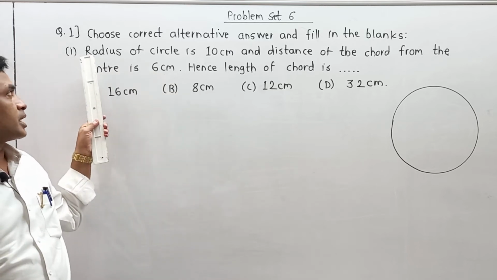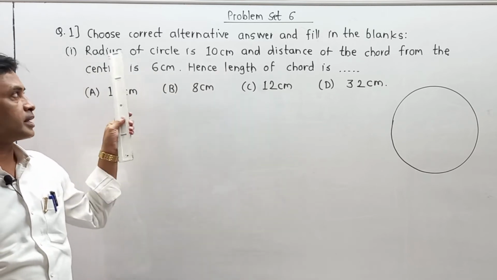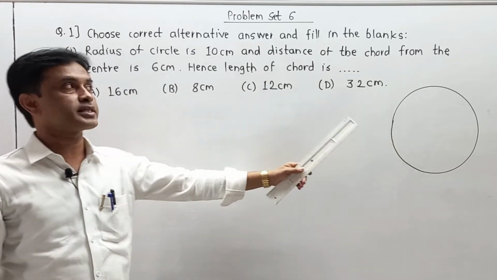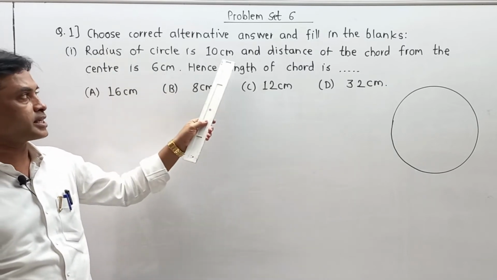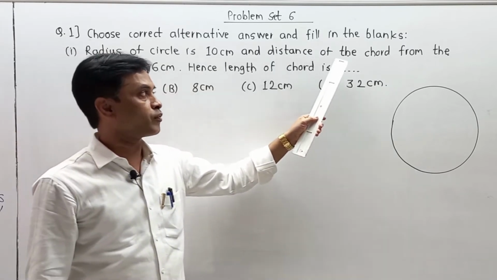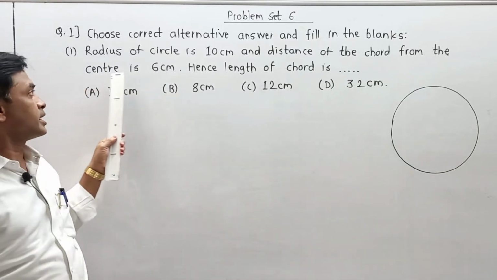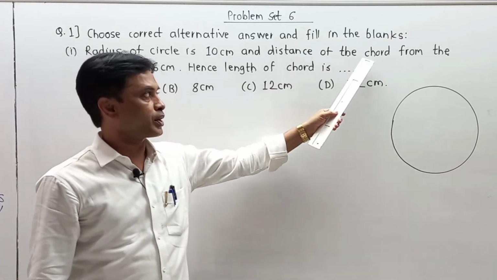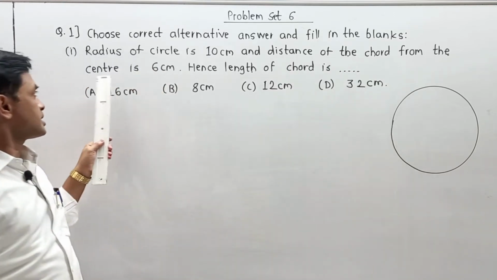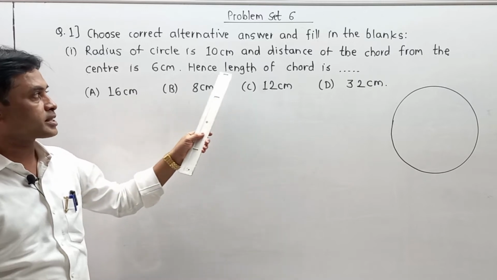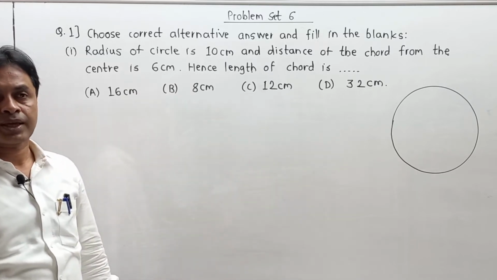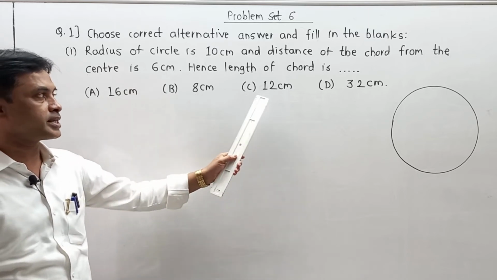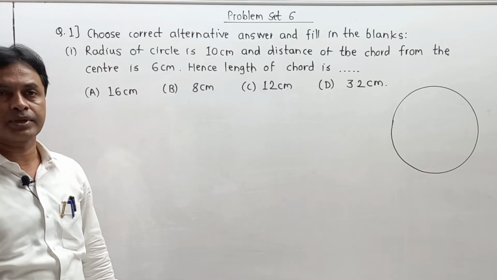The first question: the radius of a circle is 10 centimeter. In this given circle, the radius is 10 centimeter and the distance of the chord from the center is 6 centimeter. Hence, find the length of the chord. They have given 4 choices: A is 16 centimeter, B is 8 centimeter, C is 12 centimeter and D is 32 centimeter.